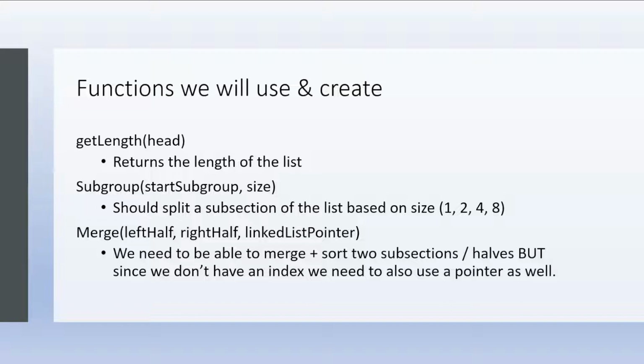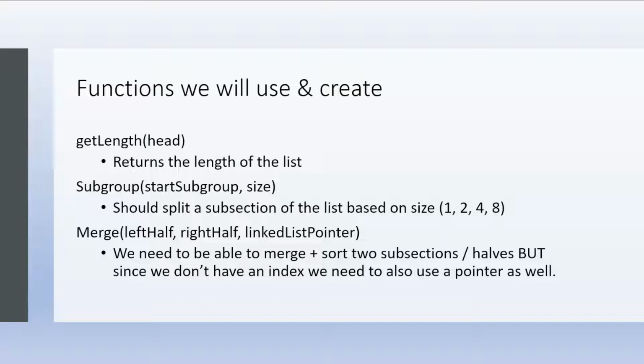I'm not going to go too much into detail on that one, but I will provide more of the code at the end so you can look at it if you're not 100% sure on how to create that function. This video will focus primarily on these two functions, the subgroup and the merge. So the subgroup should split a subsection on the list depending on a size, and that size is going to be changed throughout every iteration of the list. And so that's how we can split up those two pairs that we're going to merge together.